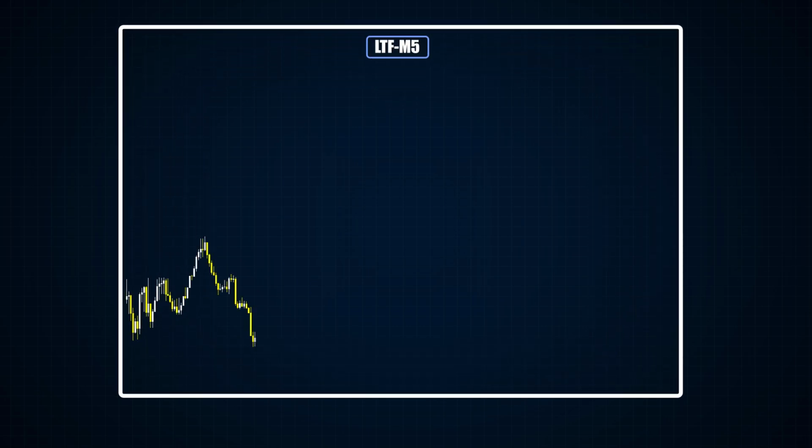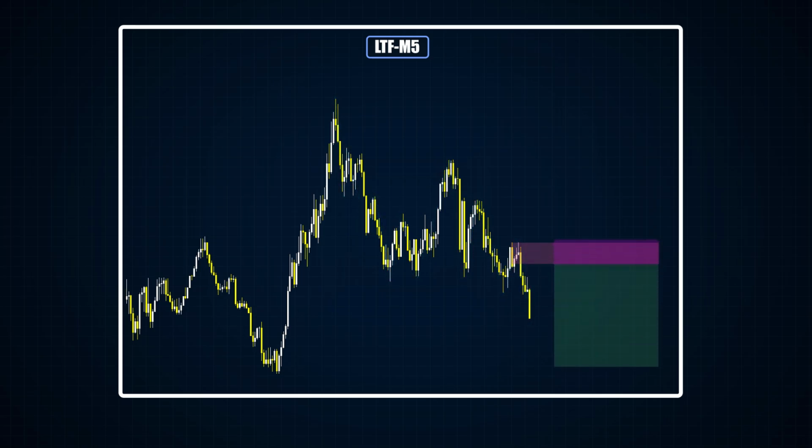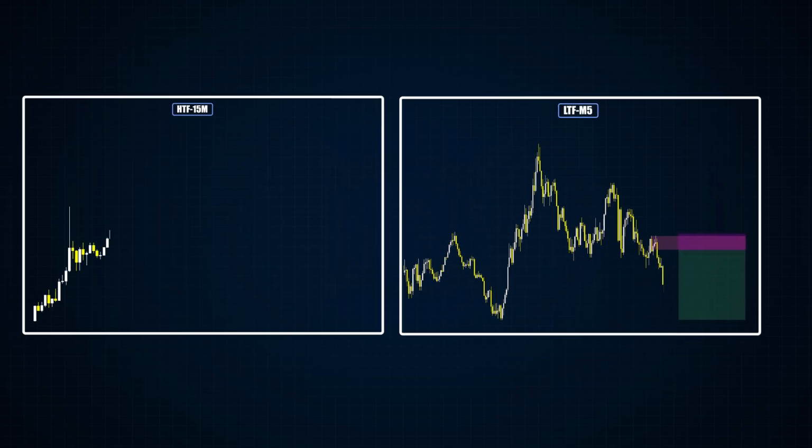We're starting on the M5 time frame. Price is clearly moving down, making lower highs and lower lows. It looks like a solid sell setup, right? But hold on, don't jump in just yet. Now, let's zoom out to the M15 chart, and here's where everything changes.